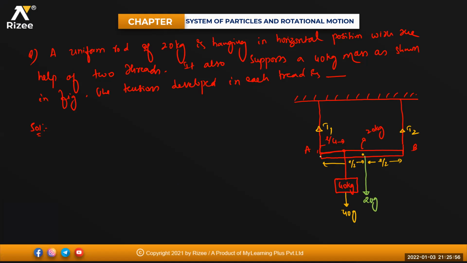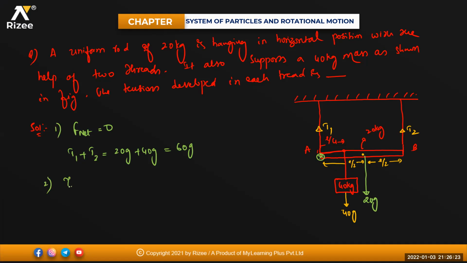Now if I am taking the point A as a reference, and now along this one it is rotating. So net force acting on the system must be equal to 0. F net must be equal to 0 for translational equilibrium. That means what are the net forces? T1 plus T2 must be equal to 20g plus 40g. That must be equal to 60g. That is the first point.